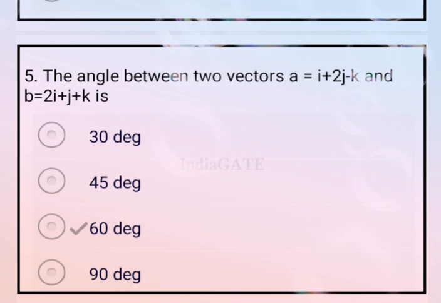Next question. The angle between the two vectors A equal to i plus 2j minus k and B equal to 2i plus j plus k is. So the correct answer is option C, that is 60 degrees, and it is also a very easy question which is asked in the EKT exam. Now, next question.